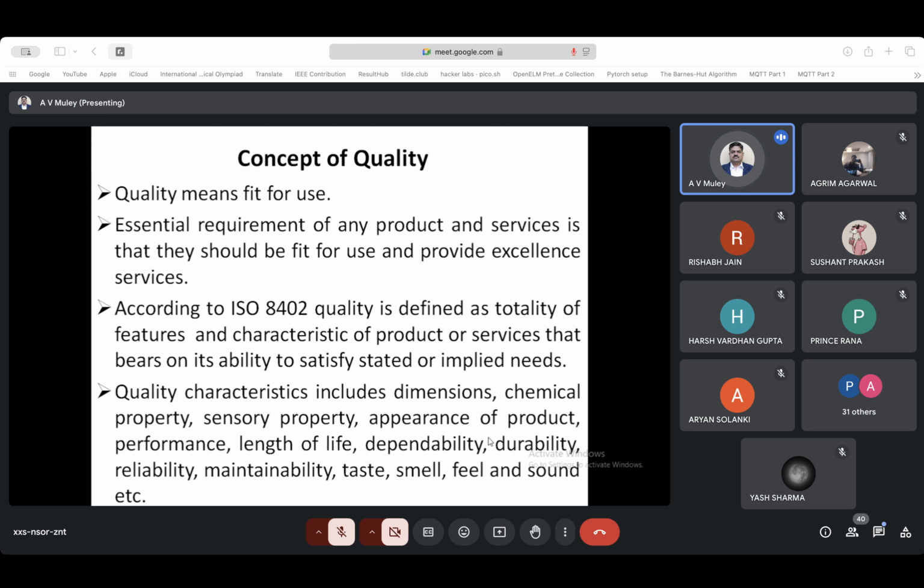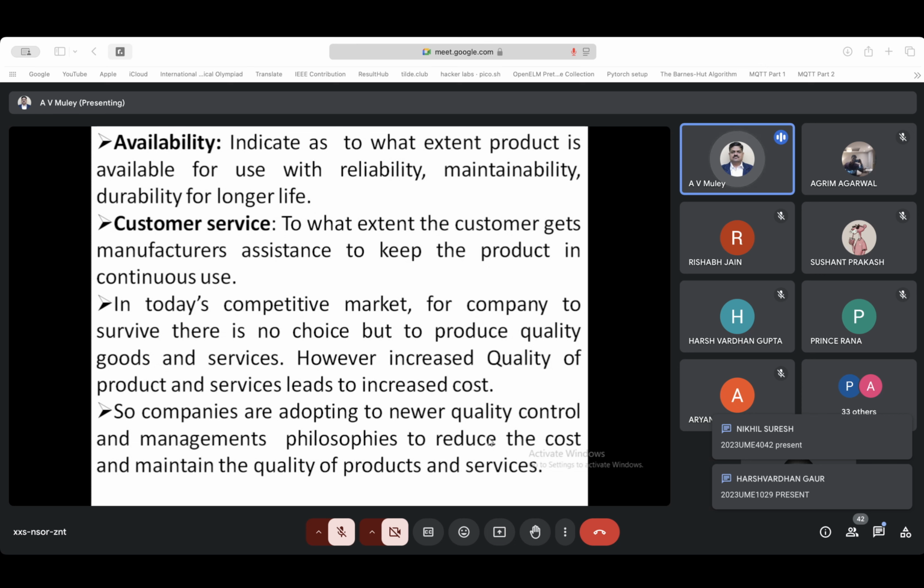So in today's competitive market, for many companies to survive, there is no choice but to produce quality goods and services. So this is the important aspect. However, increased quality of products and services leads to increased cost. So this is again another aspect of quality. If you want to enhance the quality, naturally the cost is higher. Some companies are adopting newer quality control and management philosophies to reduce the cost and maintain the quality of products and services. So naturally, there are different philosophies which are proposed by different scientists, or you can say researchers, or even by the companies. And we are following these for the purpose of the enhancement of quality.